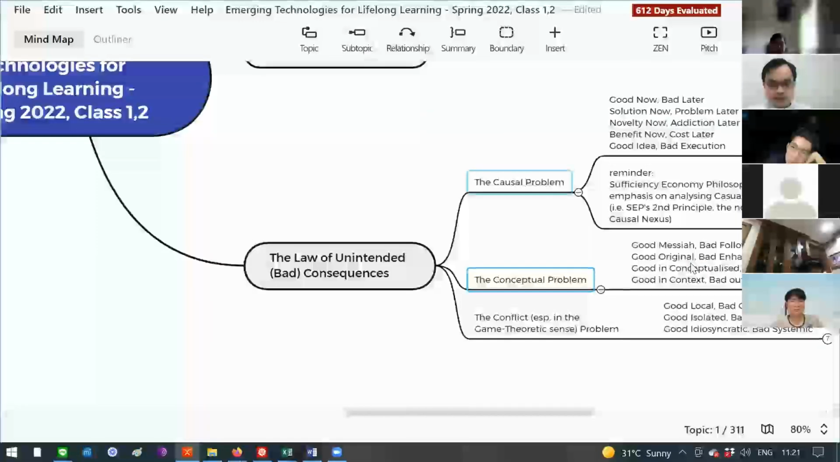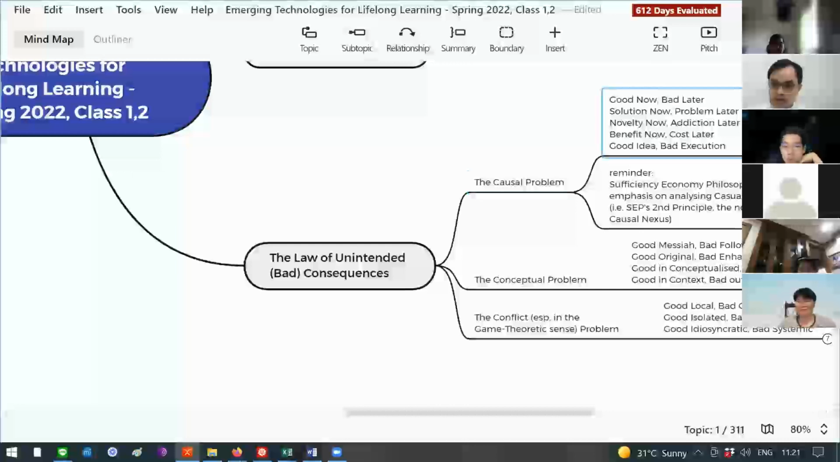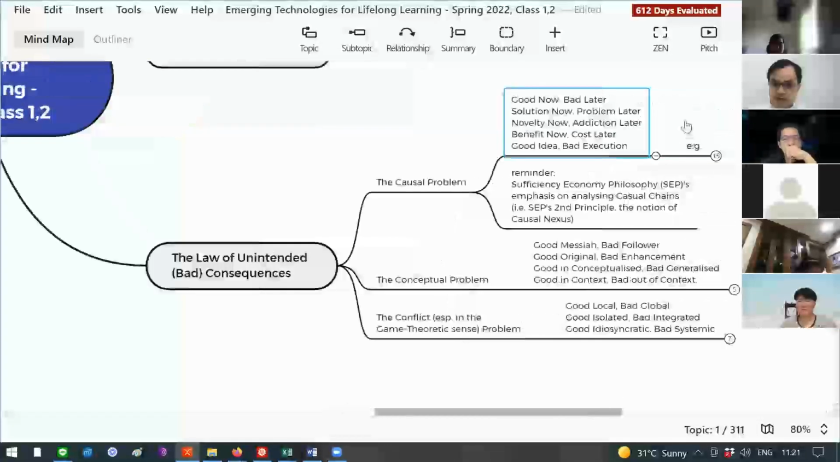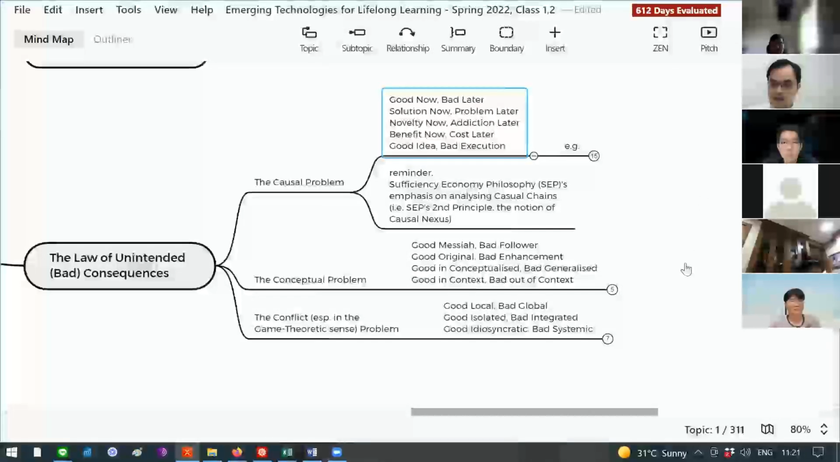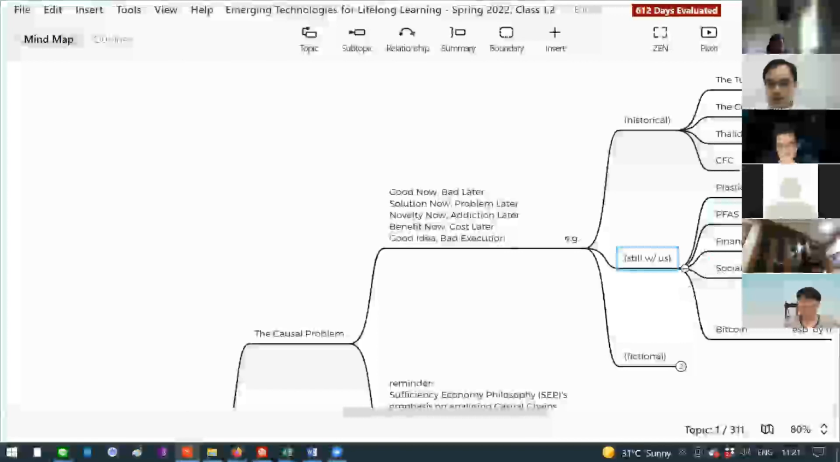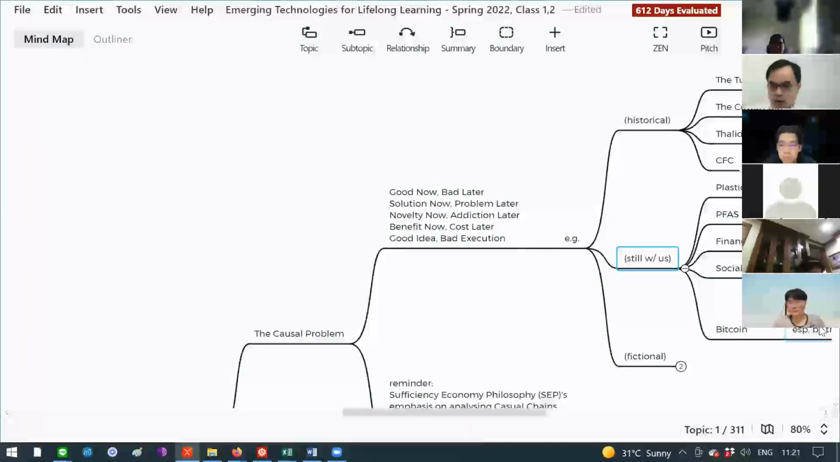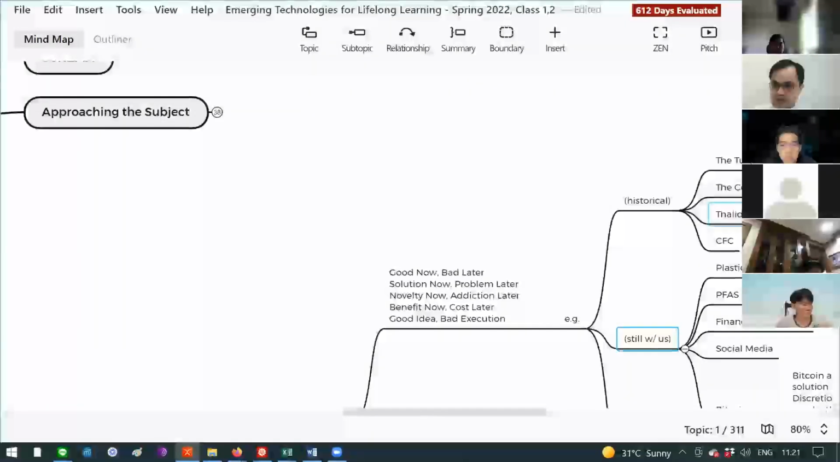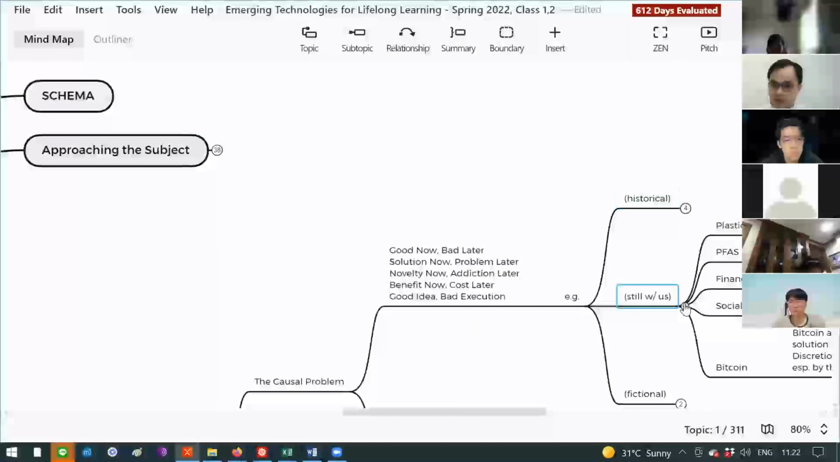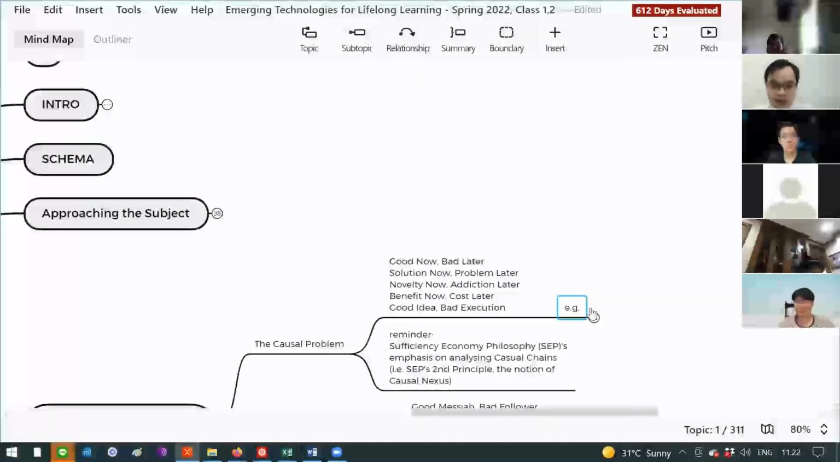The causal problem, which means a lot of chemical innovation, for example CFC, thalidomide, PFAS, all this, you haven't worked out the causal chain all the way, from, say, in the case of thalidomide, from preventing morning sickness to causing birth defects, right? So some of this is historical, some of this is still with us. The reason we have this is because we don't have the capacity, nor the inclination, nor the foresight to anticipate what will happen. Okay, so good things now can become bad things later.